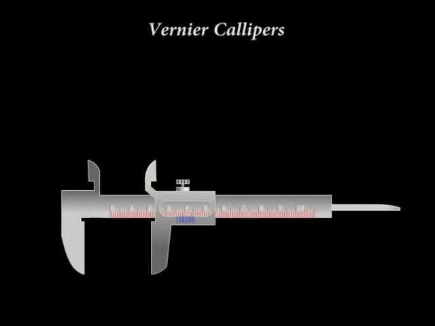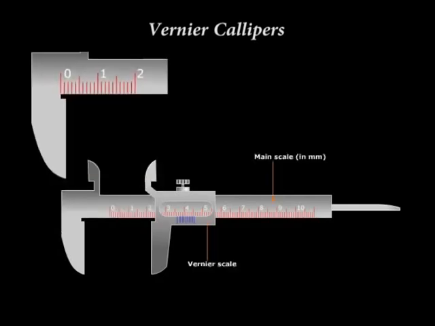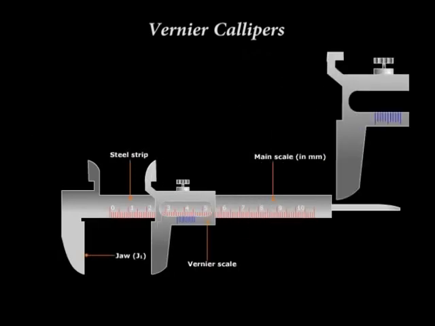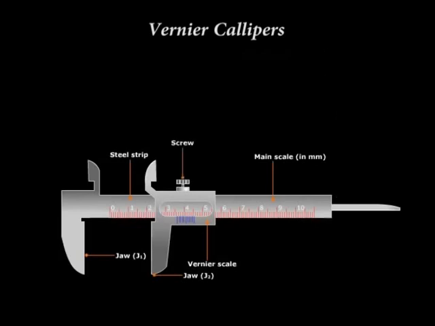The two scales you see on the vernier calipers are the main scale and the vernier scale. The main scale is a long thin steel strip with jaw J1 at one end and is graduated in millimeters. The vernier scale is a graduated movable steel strip with jaw J2 that can slide over the main scale. Generally, the vernier scale has 10 divisions marked on it. The vernier scale can be fixed at any position on the main scale with the help of a screw. The jaws J1 and J2 are parallel and projected on either side of the main scale.